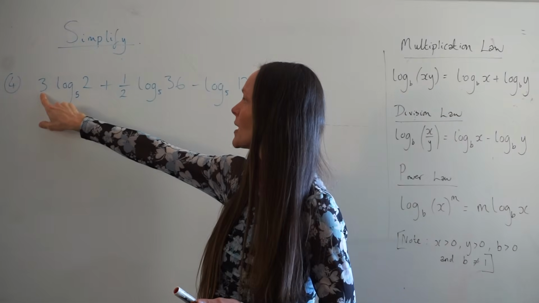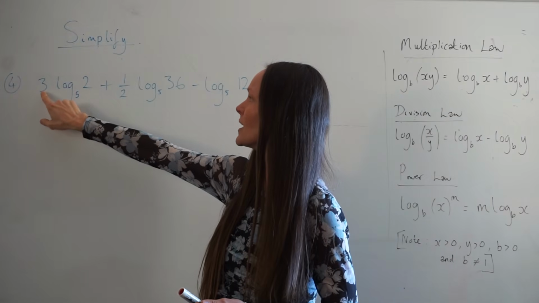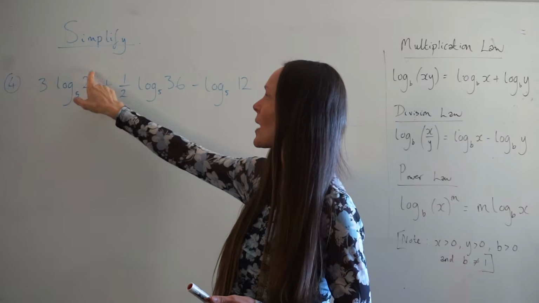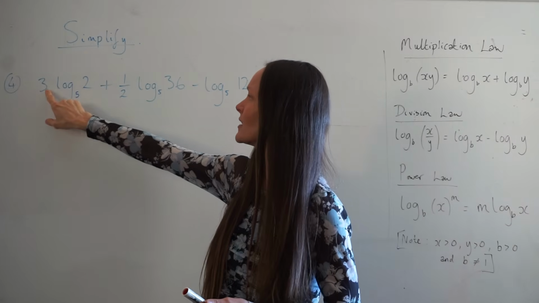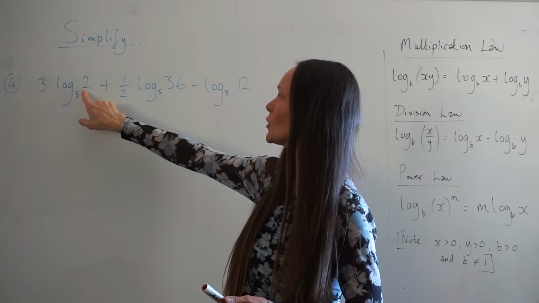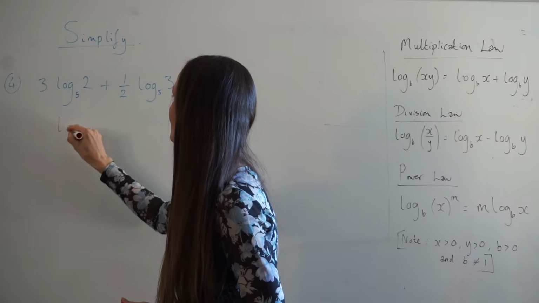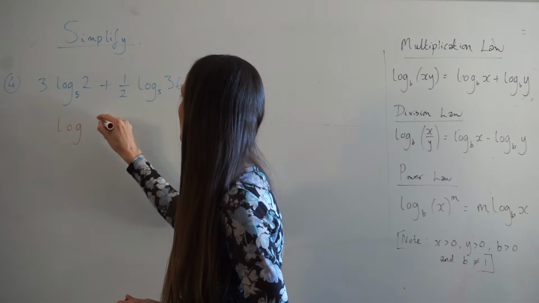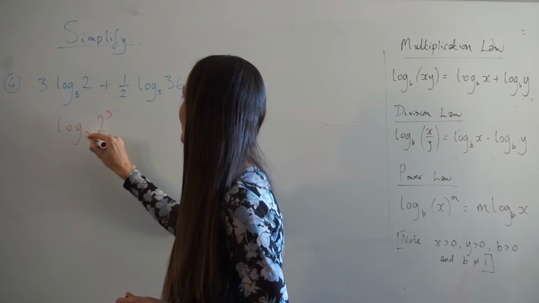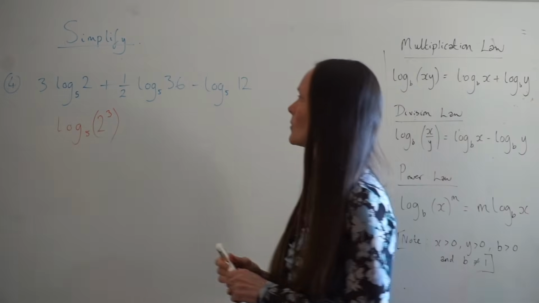Remember, whatever is being multiplied by here, so the number 3, is going to turn into the power. So this number 3 is going to go here, and we're going to be cubing the number 2 instead. So I'm going to rewrite it in its power form. So it's log₂ cubed base 5. So that's the first term.